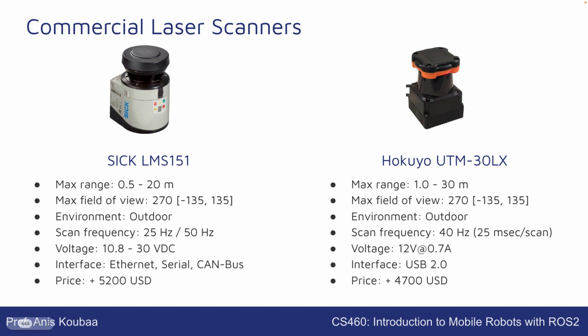And this one has a different type of interface. It can be connected on serial, like USB, on Ethernet, or also a CAN bus. This is an industrial protocol that is used in most of the vehicles that we drive today. Okay, and it's kind of a collision avoidance protocol. And the price is very expensive. It's more than 5,000 USD, and operates at a frequency of 25 hertz to 50 hertz. This one is at 40 hertz operational frequency.